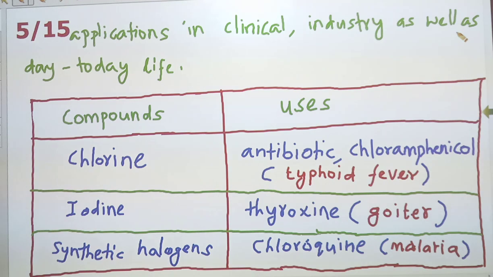When we go for another compound, iodine containing compounds are mainly used in the treatment of goiter disease. We know that our body usually secretes thyroxine hormone, whose deficiency causes goiter disease. Synthetic halogen compounds are mainly used in the treatment of malaria. Here I have given one of the drugs named chloroquine. It is used in the treatment of malaria as well as prevention of COVID-19.